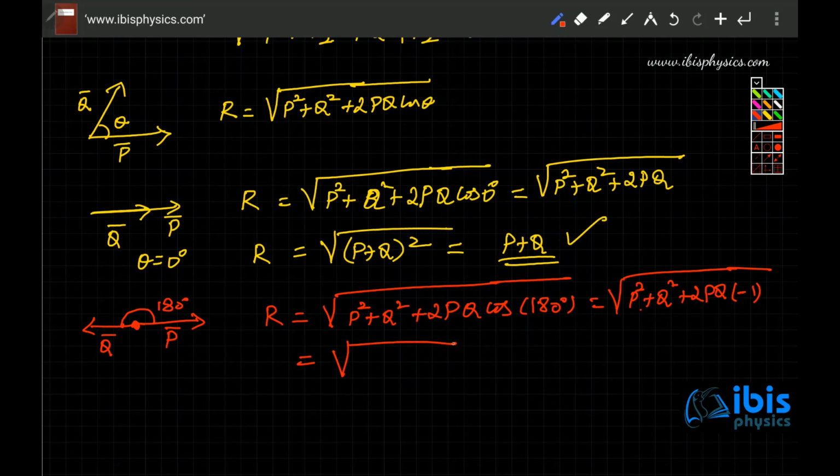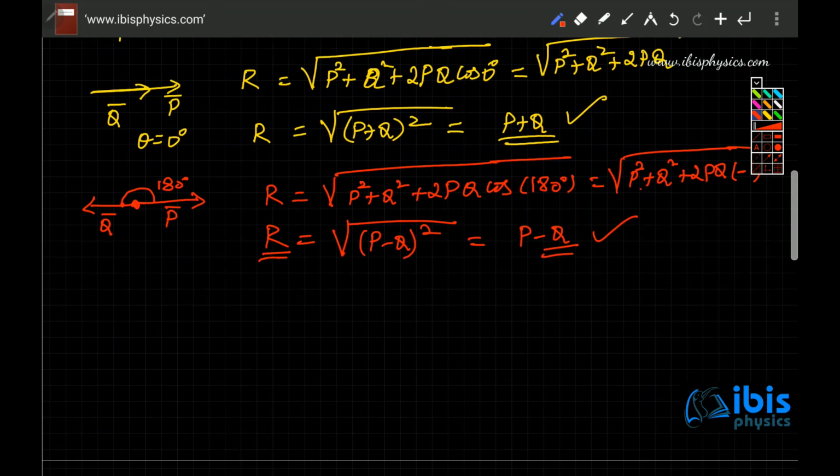Root over a square plus b square minus 2ab can be written as a minus b the whole square. So the square root of a minus b whole square is actually equal to p minus q. This is the second case we had seen in the previous video, that when two vectors are anti-parallel to each other, the resultant vector's magnitude is p minus q. When they are parallel to each other, the resultant vector's magnitude is p plus q. What if two vectors are at a right angle to each other?